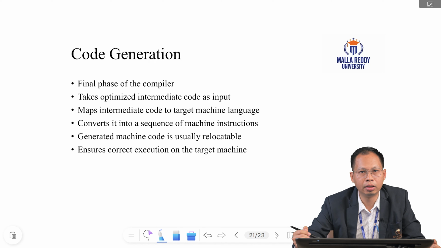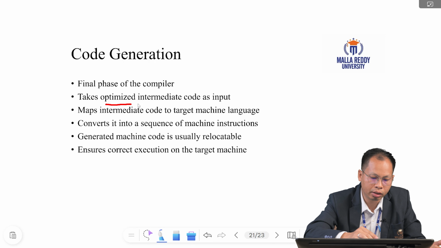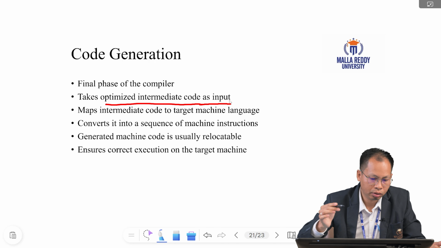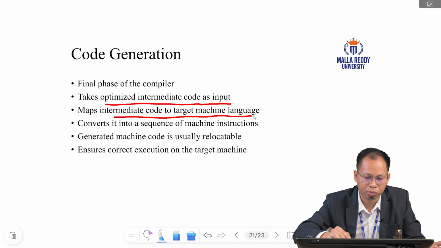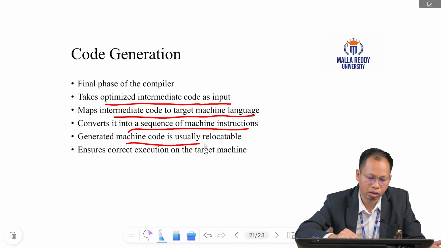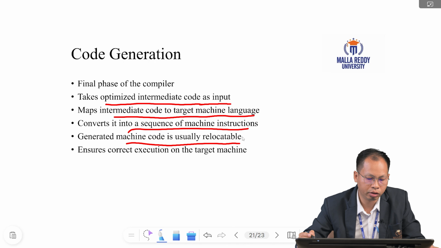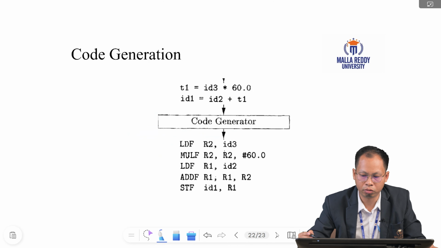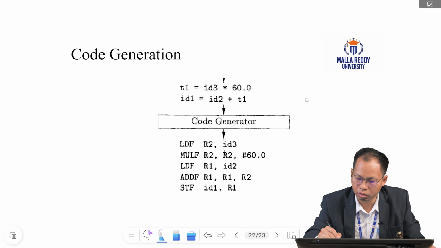And here comes the final phase of the compiler, that is code generation. Here it will take the optimized intermediate code as input. It will map the intermediate code to the target machine language and convert it into machine instructions, where machine instructions are usually relocatable, and it will ensure correct execution on the target machine. So let's see with the example. This is the example that we have, if we remember it.